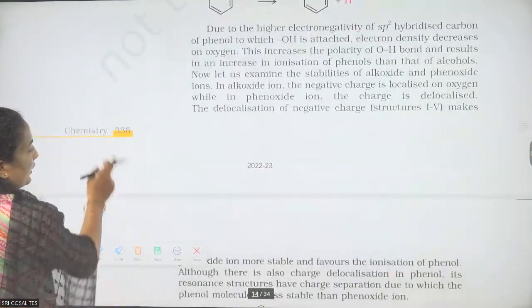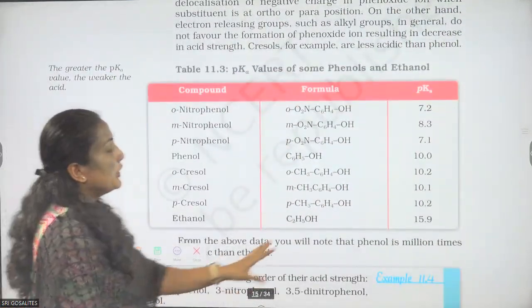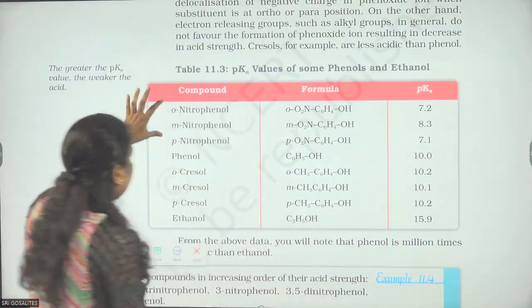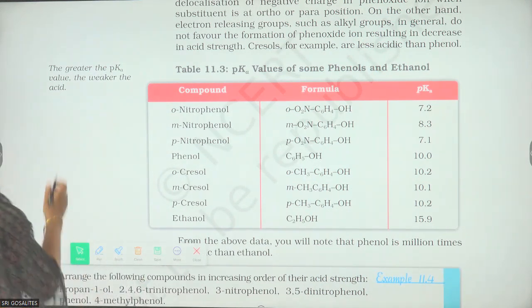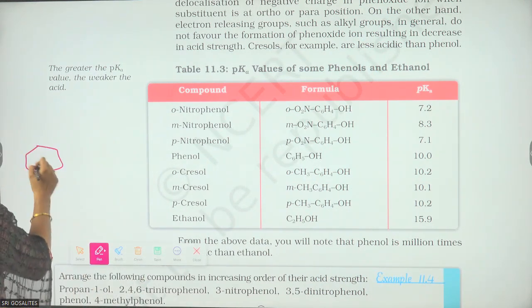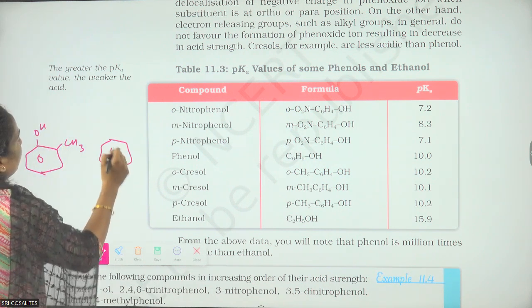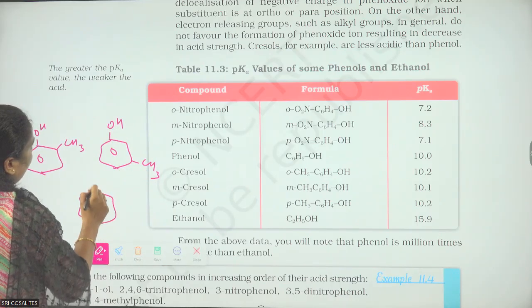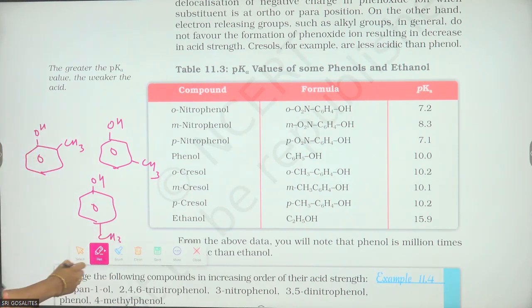Now let us go further here. The table which is given to you here is basically, you don't have to remember the data. You just have to do the comparative study. Like these four we have done, then ortho, meta, para cresol you can compare. So ortho, meta, para cresol: OH, CH3, OH, CH3, OH, CH3, right?